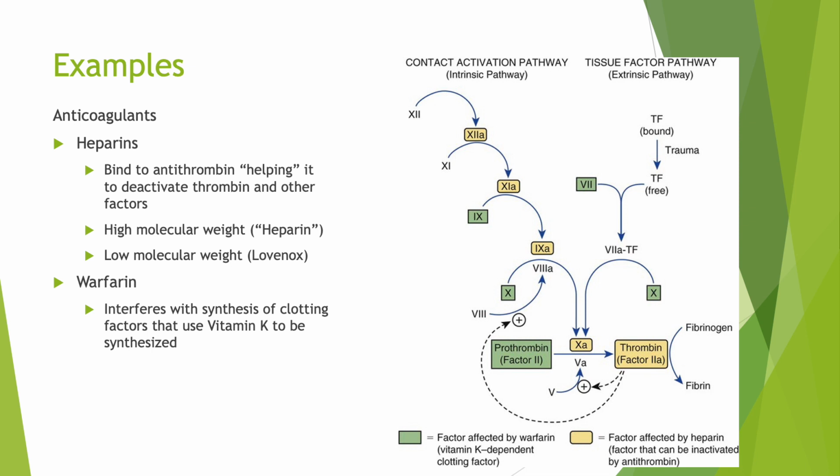Now, our last example of anticoagulants is dabigatran, or Pradaxa. And Pradaxa does not inhibit synthesis of factors. It actually inhibits the factor itself. So Pradaxa focuses on thrombin, and you can see thrombin here. It's the factor right before fibrinogen turns into fibrin.